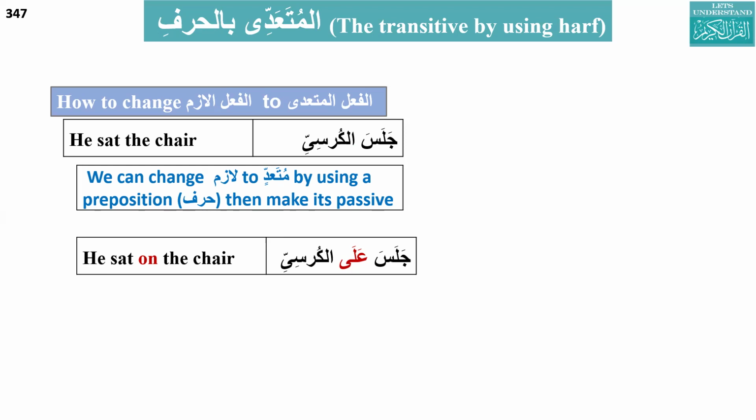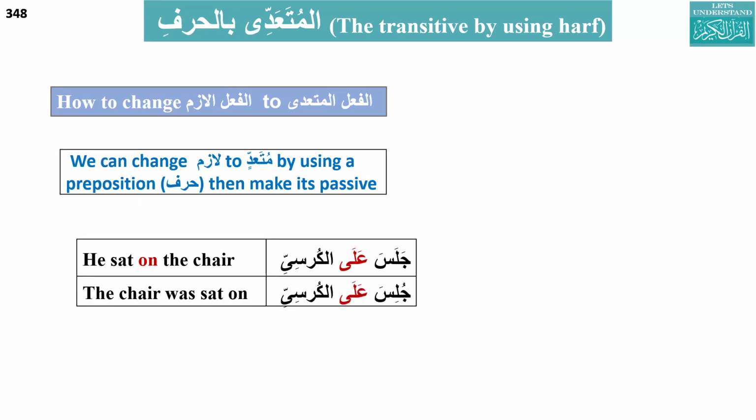So here we are adding a word. So jalasa alal, to make it... What are we doing first? How to change fi'l lazim to fi'l mutaaddi, this is the question. And then in the next step we can make the passive voice for that. So first of all we are changing lazim to mutaaddi. How can we change lazim to mutaaddi? By adding harf. So when you add the harf here, because in he sat on the chair, alal kursi, now it is complete. Now it is mutaaddi, and the maf'ul will act as alal kursi, complete maf'ul.